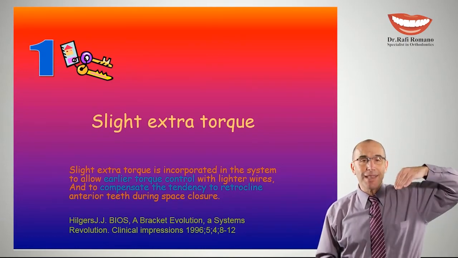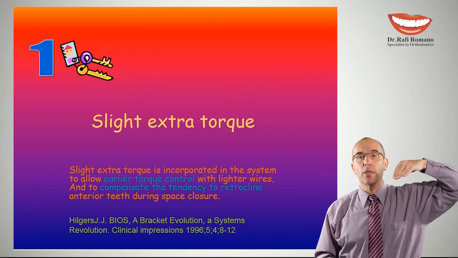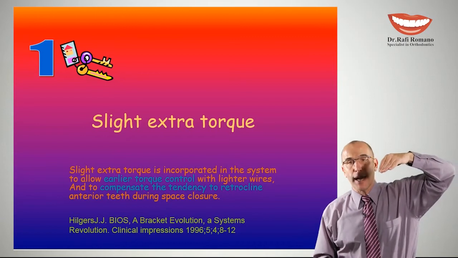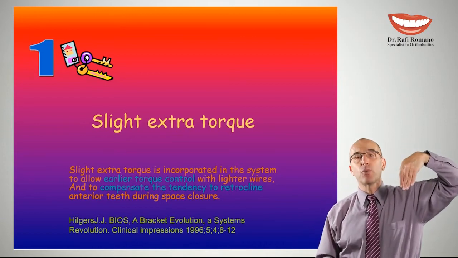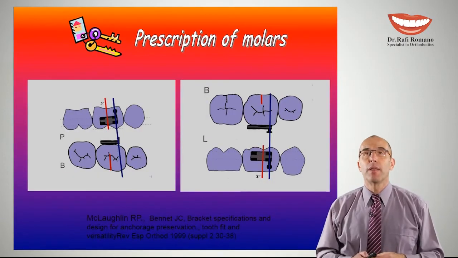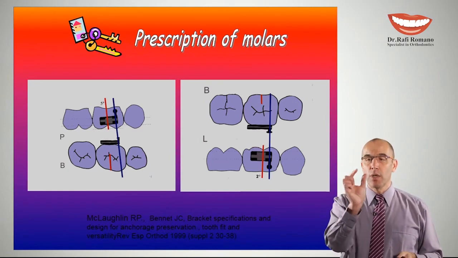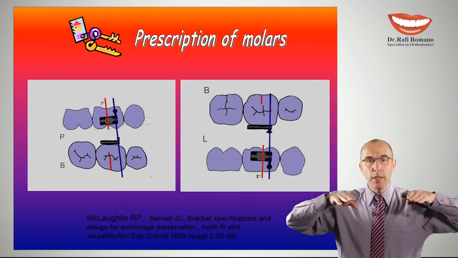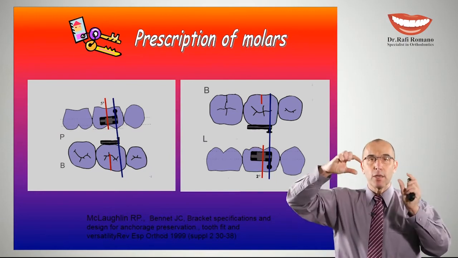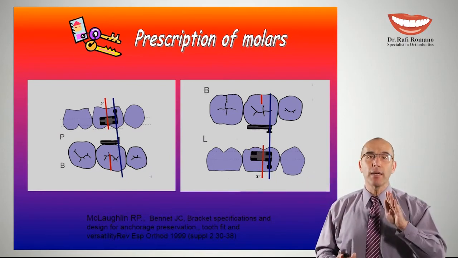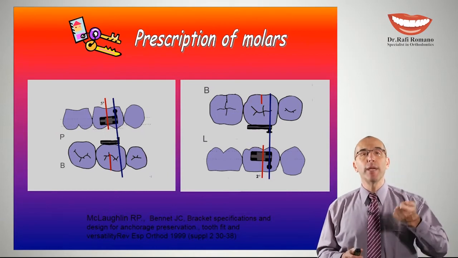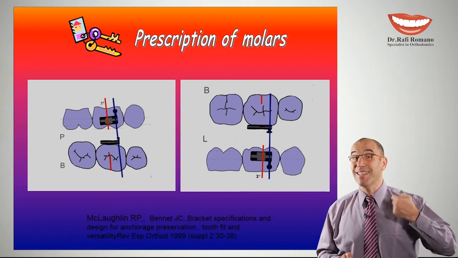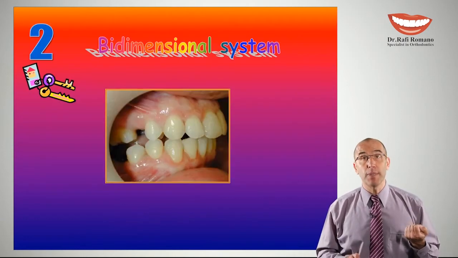First, to have slightly added torque, which the joy bracket has, in order to overcome the tendency of the teeth to retrocline. The second will be to rotate the molars a little bit. When we tilt the molar bracket, we create a tip back on the molar and we add more anchorage. Since we do most of our bonding indirectly, this is very easy to do.